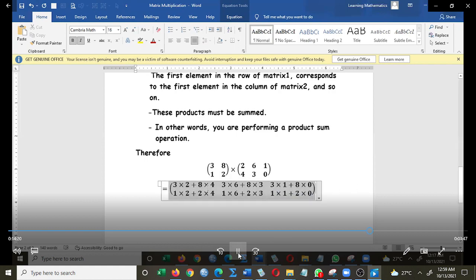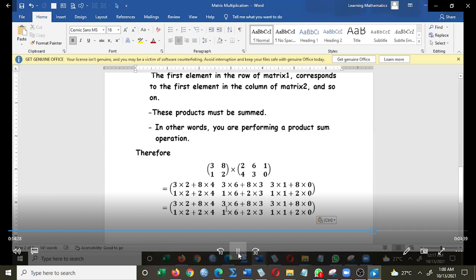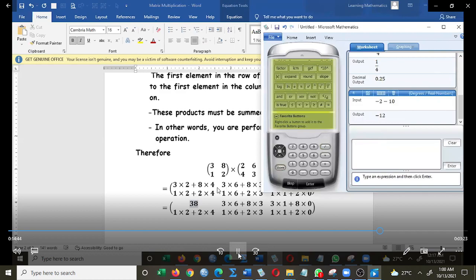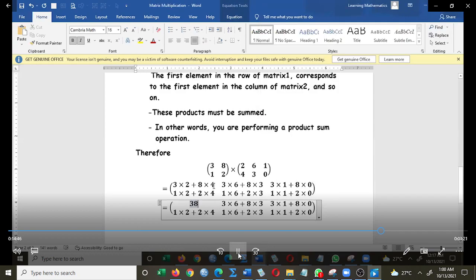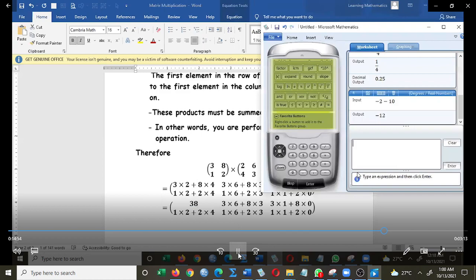Okay. And then we simplify to get our final answer. 3 times 2 is 6, 8 times 4 is 32, 6 plus 32, 38. But just to verify, use your calculator. Oh, and the good thing about this, you can just copy this because I think they are compatible with this calculator, and just paste this there in this calculator.